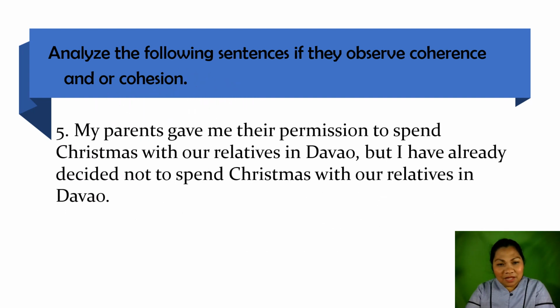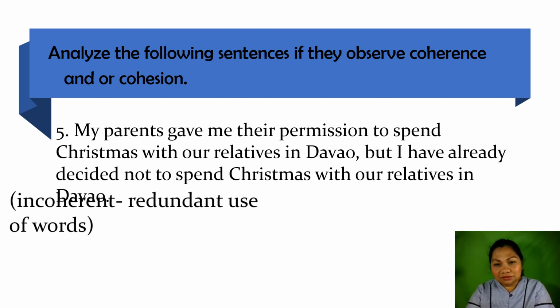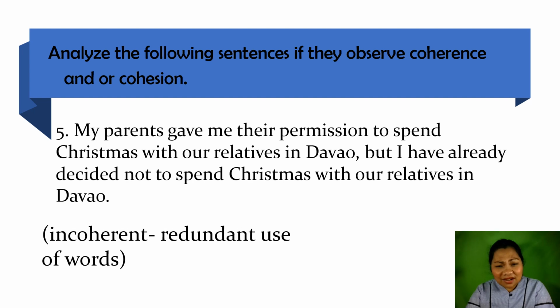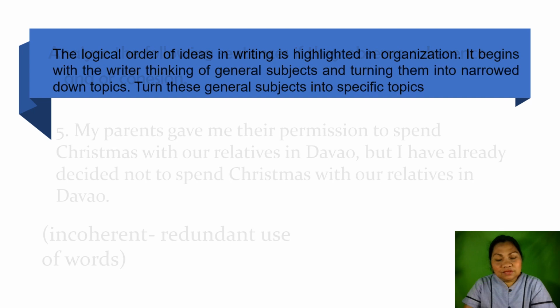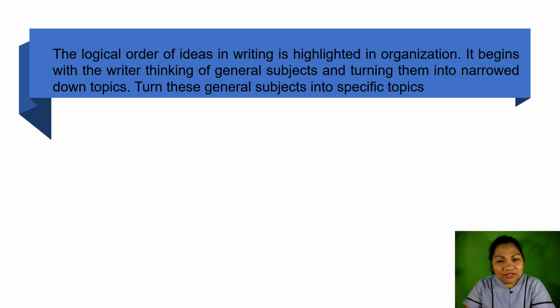Last number, number five. My parents gave me their permission to spend Christmas with our relatives in Davao, but I have already decided not to spend Christmas with other relatives in Davao. Yes, that's right, it's incoherent, redundant use of words. Now let's proceed to our last activity.